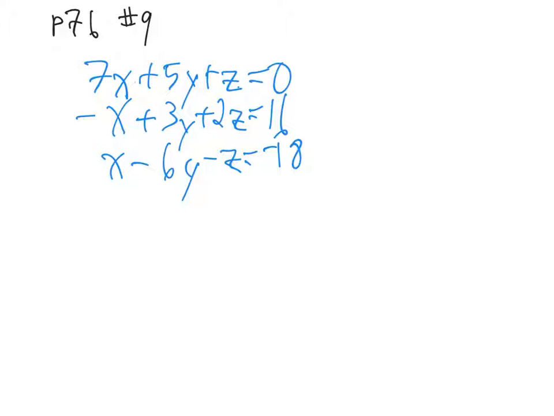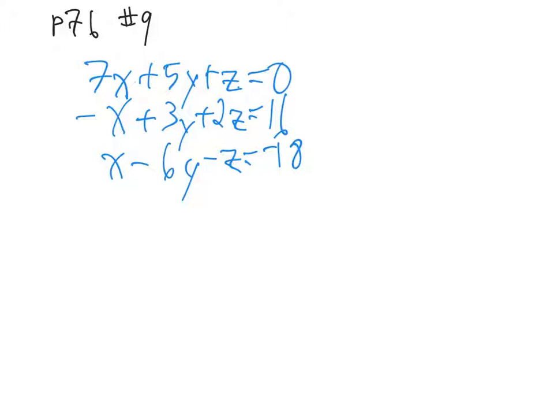This is the solution to page 76, number 9, where we are asked to find the solution to this system of three equations in three variables: 7x plus 5y plus z equals 0, minus x plus 3y plus 2z equals 16, and x minus 6y minus z equals minus 18. We're basically asked at this section to solve this by brute force algebra, which means a combination of substitutions and eliminations.